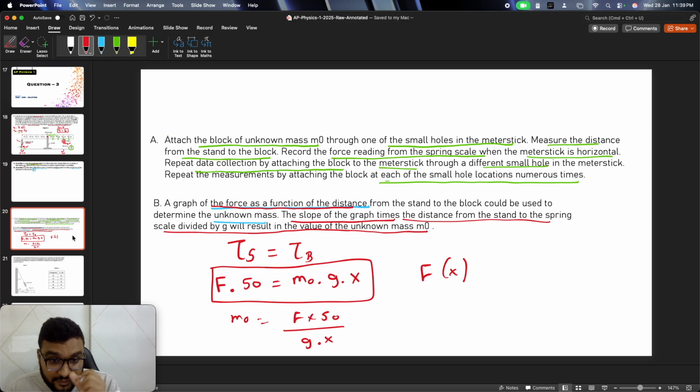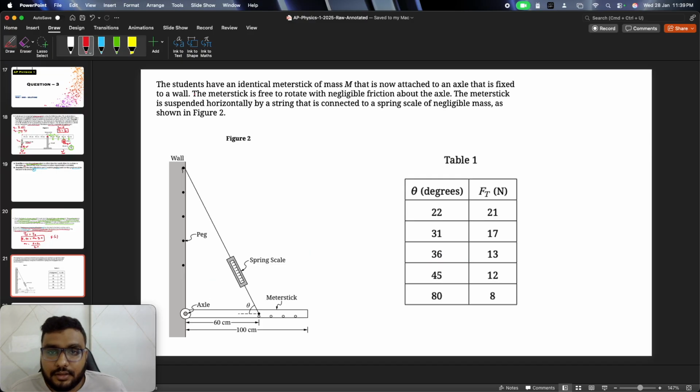Okay, perfect. Now next thing, the student has an identical meter stick of mass m that is now attached to an axle that is fixed to a wall. So this is a different scenario. The meter stick is free to rotate, either you can put it over here or here or here, anywhere we can put the meter stick, and it is simply going to change the angle. If it is over here, theta will keep on increasing.